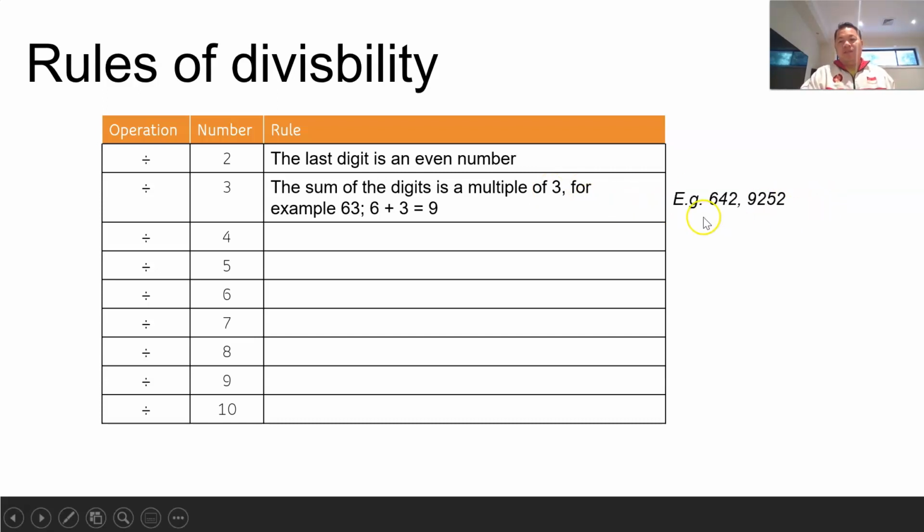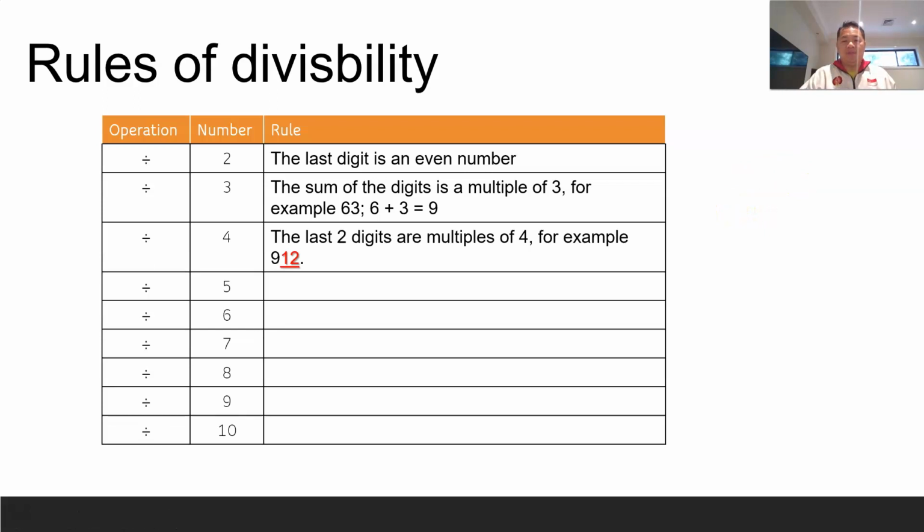Likewise 642 and also 9252. When you add up the digits, 6 plus 4 plus 2 is 12. 12 is divisible by 3. 9 plus 2 plus 5 plus 2 is 18. 18 is also divisible by 3. So therefore these two numbers are divisible by 3.